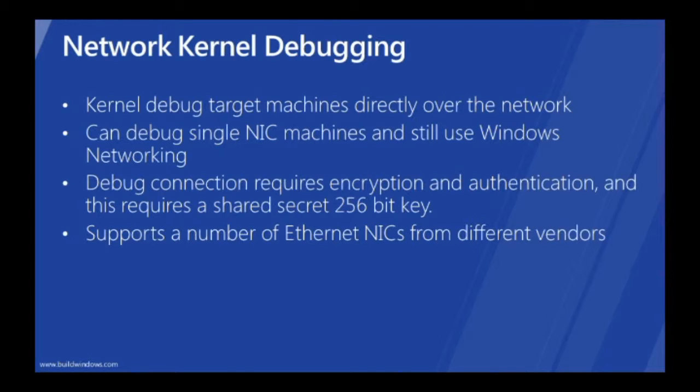To turn on network debugging with BCDEdit, you simply specify that you want to do net debugging. You specify the host IP so that you're pointing the target machine at the host machine, and you specify the network port that you want to use for that particular target machine. It's very important that each target machine has a unique port assigned to it so that if you're debugging multiple target machines from a single host, each target machine has a unique connection to that host.